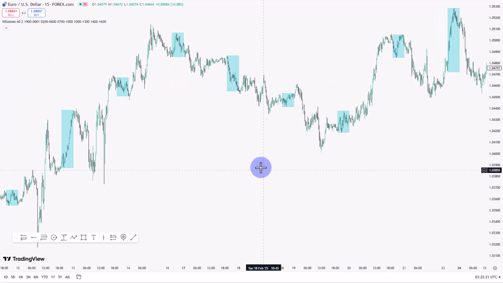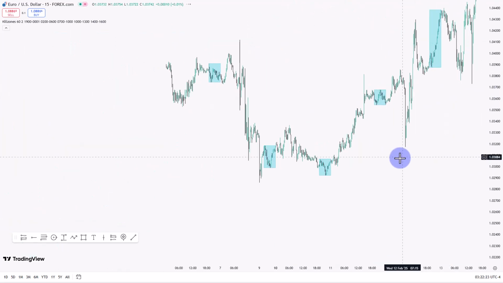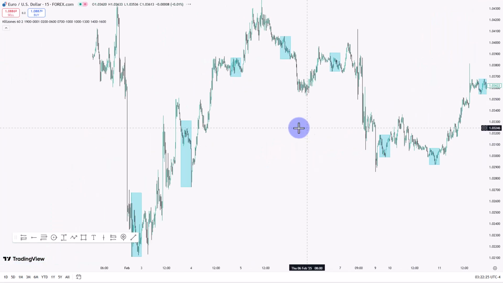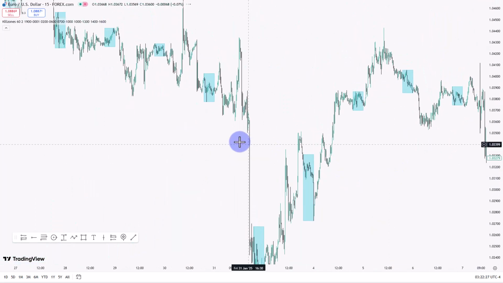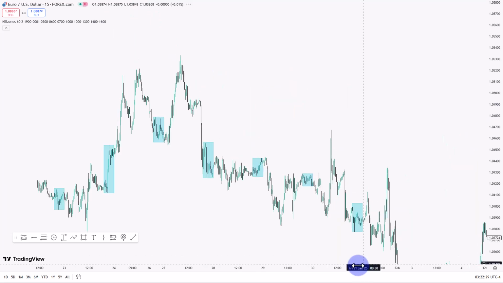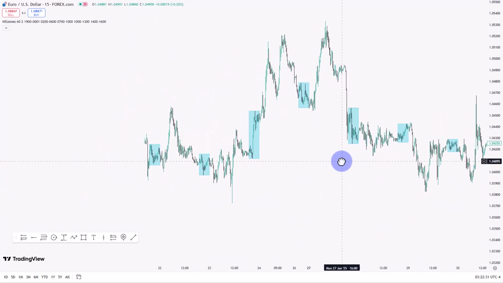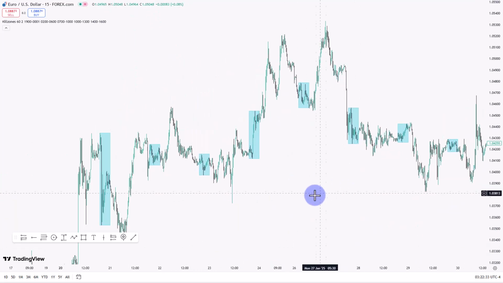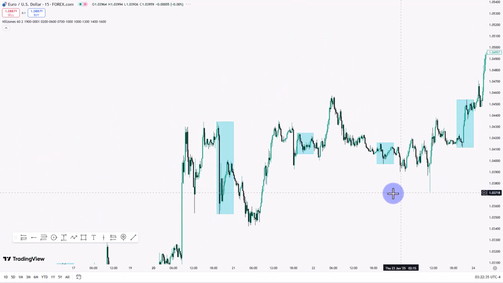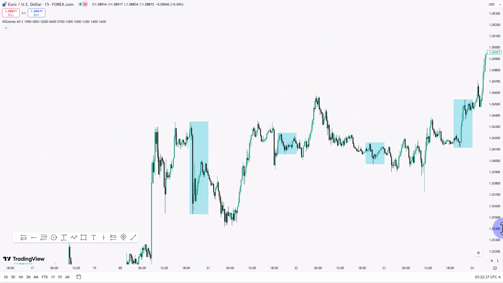Here we see price action literally create the manipulation leg. It doesn't have to happen every other day, but of course it happens quite a lot of times, using the Asian session strategy.